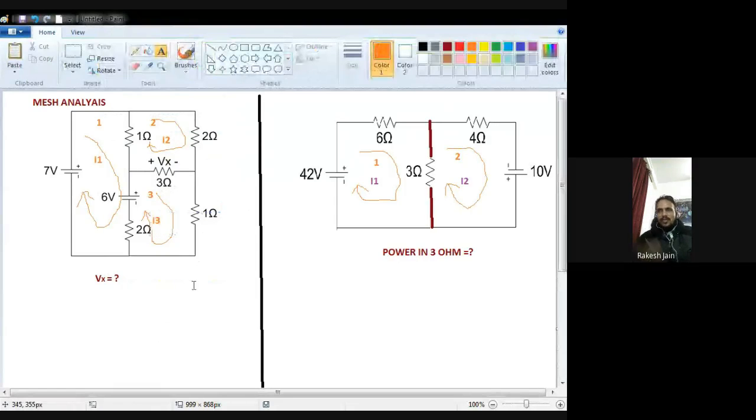And in the second question there are 2 meshes, only 2 closed paths. So I mention the names I1 and I2.